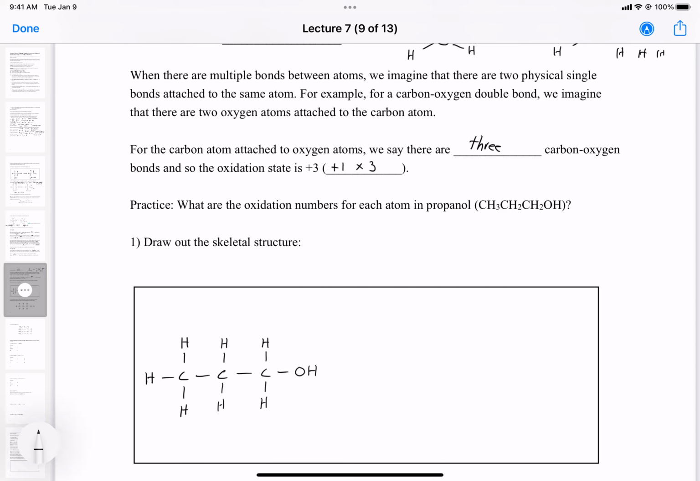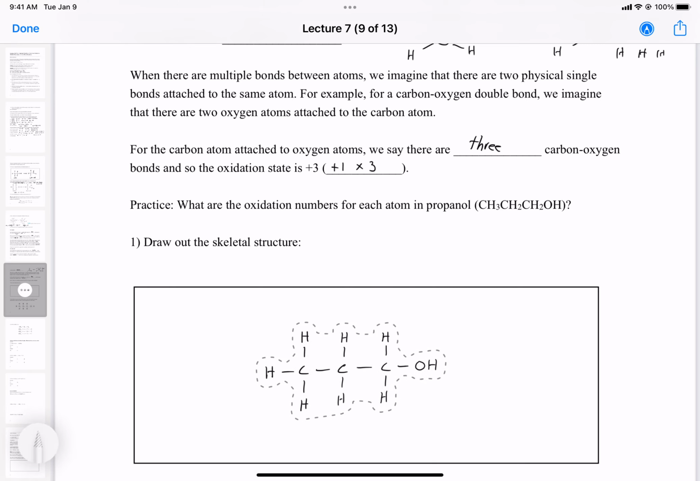Okay, so here's the skeletal structure. Let's center it a little bit. So that's propanol.